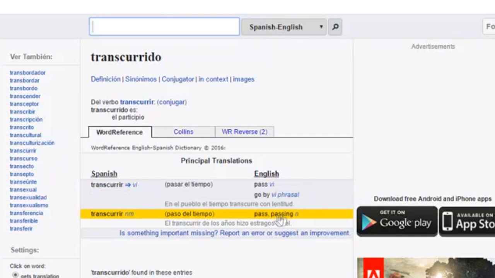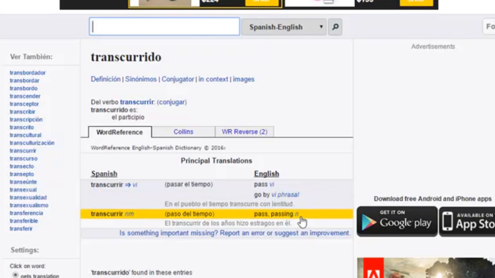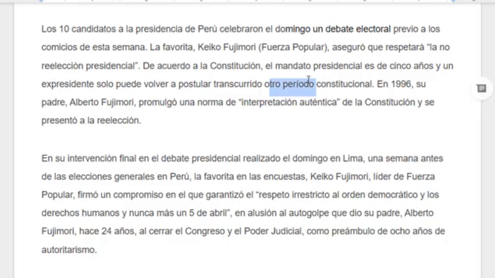Pass, go by, passing. Otro periodo constitutional, another constitutional period. So let's go back and look at the whole thing.